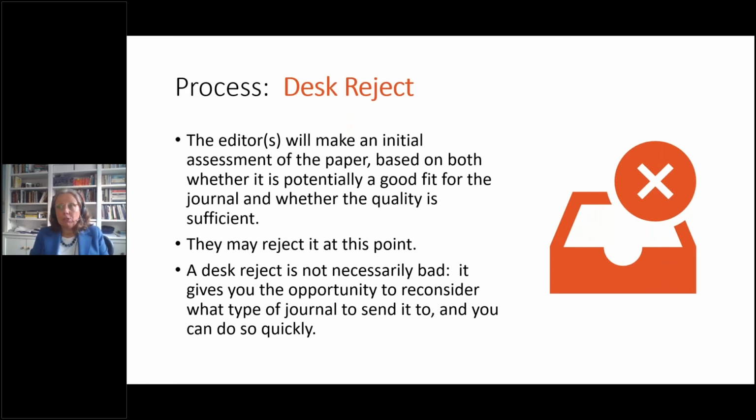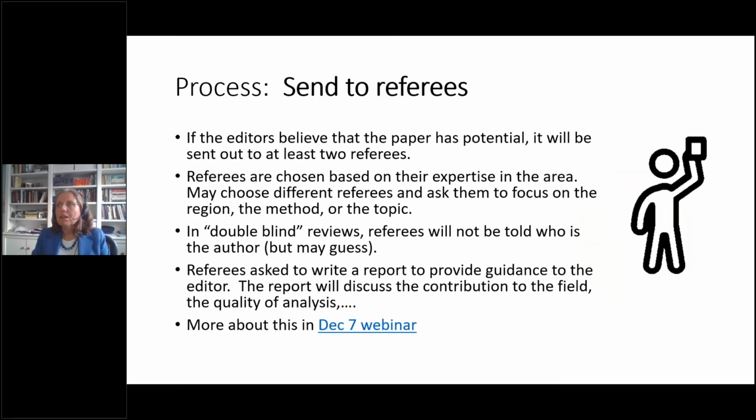The other option the editor may take is to send it to referees. If the editors think that the paper has potential, usually it goes out to at least 2 referees, sometimes more than that. Referees are chosen based on their experience or expertise in the area. As an editor, what I often do is look for a set of referees that can each look at different components of the paper. I'll typically look for a referee who really knows the setting, the context, the particular place. I'll look for one that uses that particular methodology, and I'll often look for one that is really familiar with the topic. So look for a range of referees that can speak to those different aspects of it.